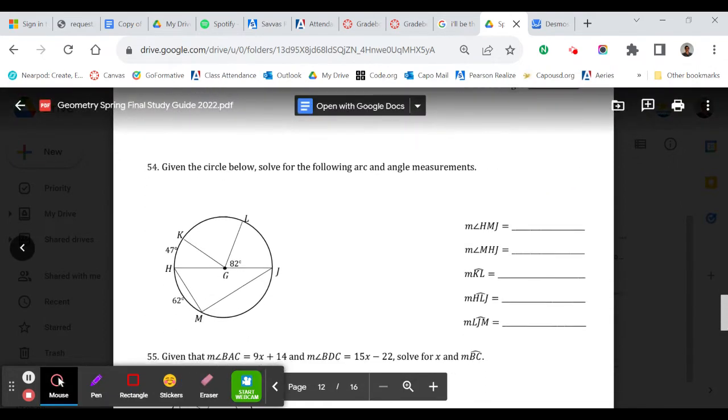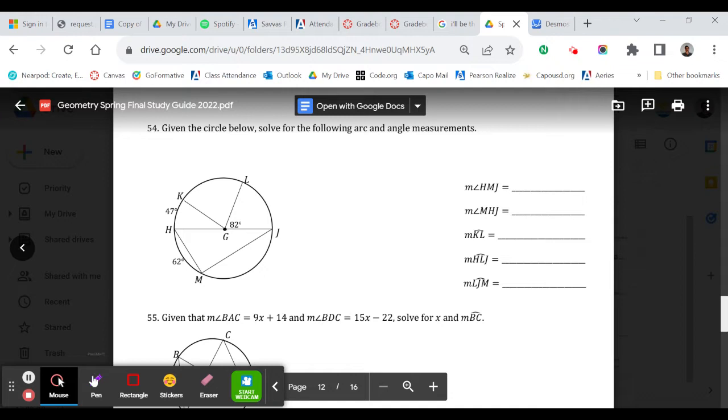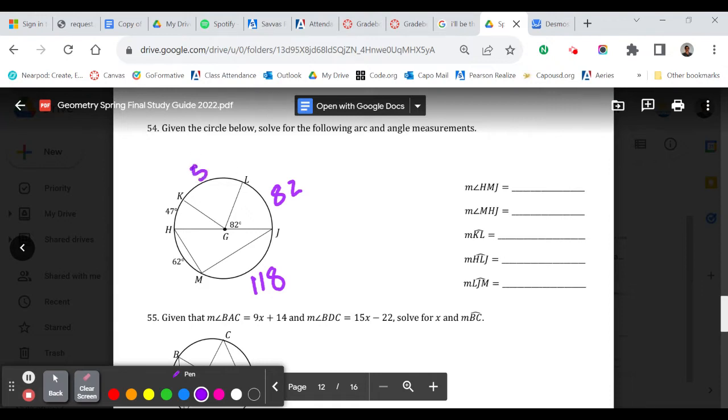Next. Given the circle, solve the following arc measures. So to do this, I kind of like find all the different pieces first. So this is 62. HJ is the diameter, so it's going to cut this into 180. So this should be 118 because 118 plus 62 makes 180. This should be 82 out here. If I add 82 and 47 together and subtract from 180, I should get 51. And so all together, you should get 360.